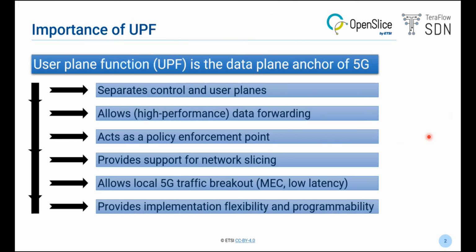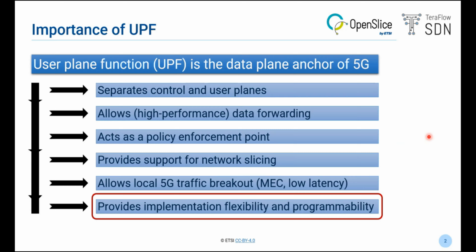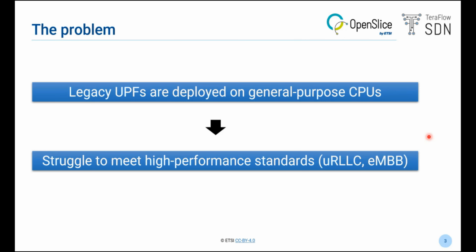Well, the UPF is one of the essential functions of 5G for many reasons. It first and foremost separates the control from the user plane and allows high-performance data forwarding. It acts as a policy enforcement point, supports network slicing and local breakouts, and an important thing is also that it offers programmability at the point where you can apply it. And this is what we try to leverage here.